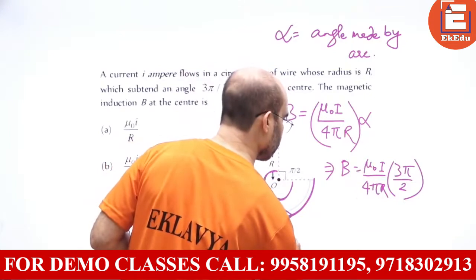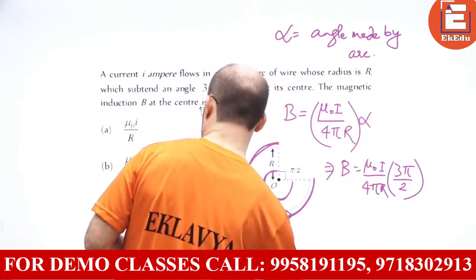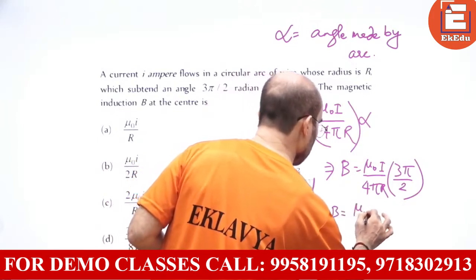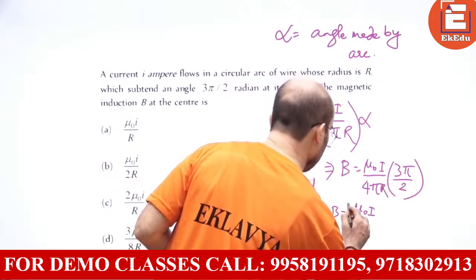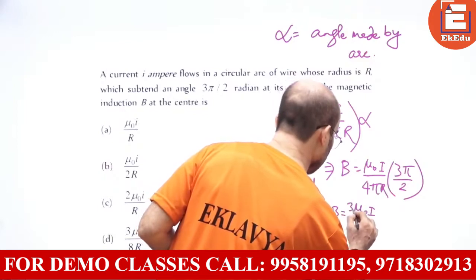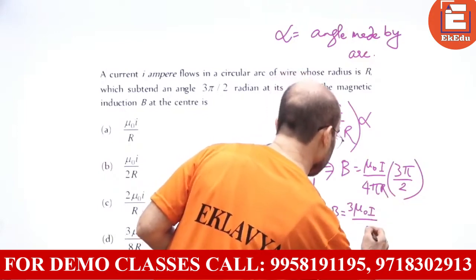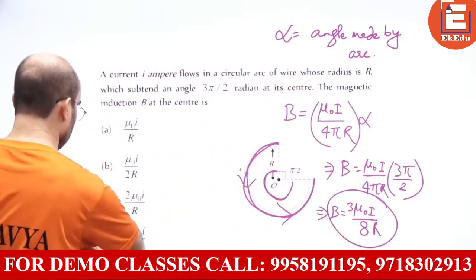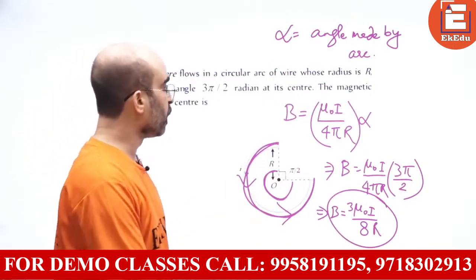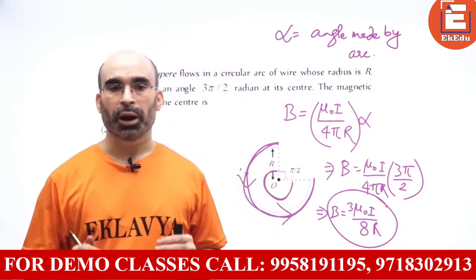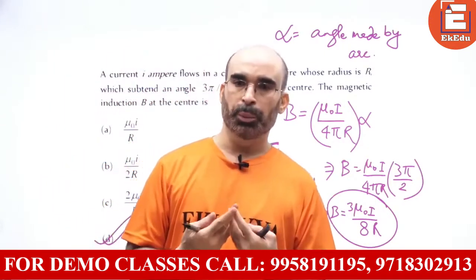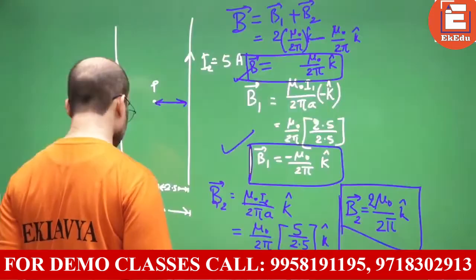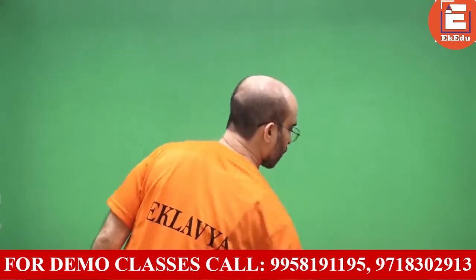So this is our final result. What's the result? B equals mu naught 3I by 8R. So this is our result, okay? This is the final result. This is what we have done. So this was the basic question based on BS law. Let us do a few more questions, okay?